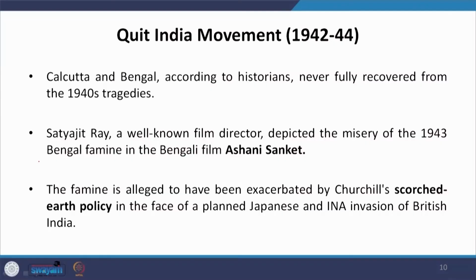So, talking about the Bengal famine, we cannot not mention a famous film by Satyajit Ray. It is called Ashani Sanket, and it depicts the misery of the 1943 Bengal famine. The famine is alleged to have been exacerbated by Churchill's so-called scorched earth policy. This policy was made in the face of a planned Japanese and INA invasion of British India.